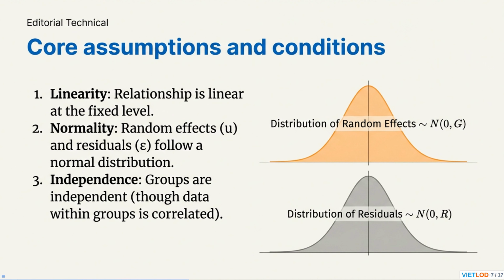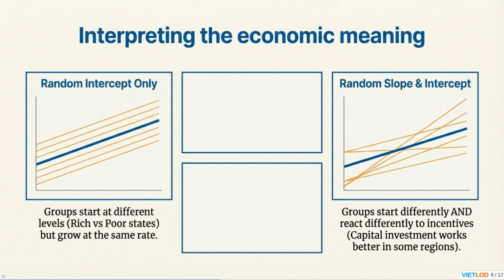Finally, we have independence. We assume that groups themselves are independent of one another. However, it's important to remember that data within these groups is allowed, and often expected, to be correlated. For instance, student performance in one school is independent of another school, but students within the same school might have correlated performance. With these assumptions in mind, let's explore what random effects mean in an economic context.